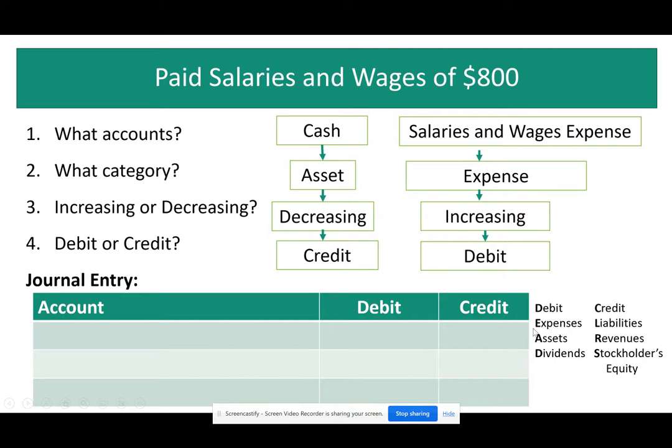Expenses increase with debits, so we're going to debit for the expense. So notice, cash is getting a credit. It is okay for cash to get a credit. Cash does not always receive debits. It's just that cash receives debits when it's increasing, when we have more. Now our cash is decreasing, so it's getting a credit. And so now we can build our journal entry, debit salaries and wages expense, credit cash. Again, notice the account receiving the debit is listed first in the journal entry.